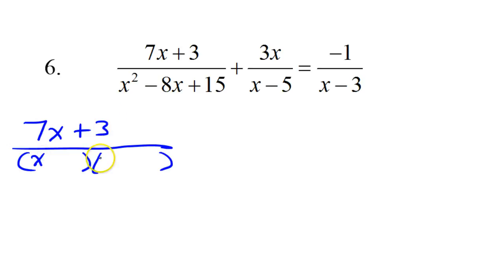x squared is x times x. 15 is 3 times 5. Inner plus outer must equal the middle. So I have 3x and 5x. To make negative 8, these both have to be negative. A negative times a negative does give me positive 15. So this is working.